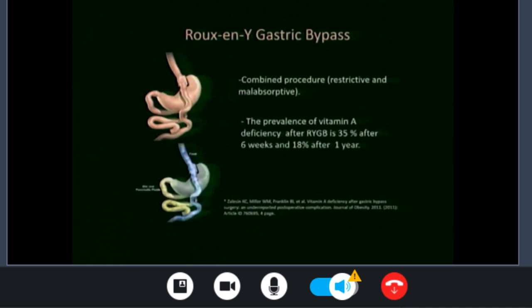The other type is the combined procedure, which is Roux-en-Y gastric bypass. It is a major surgery. They cut the stomach and keep just the upper part of the stomach and connect it to the jejunum, so we bypass the duodenum and the proximal part of the jejunum. So it is a very large, major surgery. The prevalence of vitamin A deficiency after this surgery is 35% at 6 weeks and 18% after 1 year.